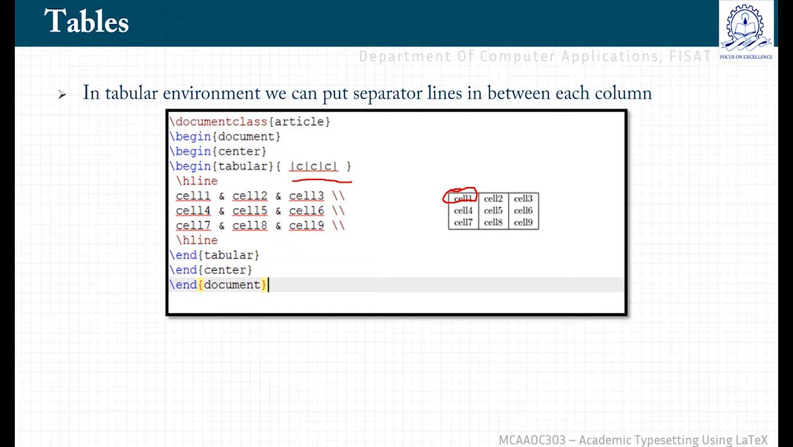We can also use R to align the text to the right. If we use L instead of R, the content will be left justified. So this is how we achieve vertical and horizontal lines in the table, or we can also say this is how we add a border to the table.